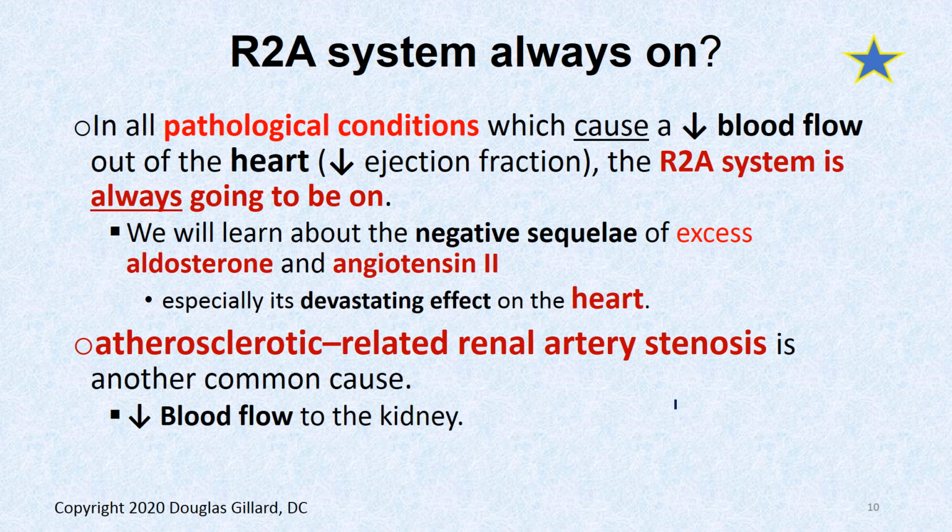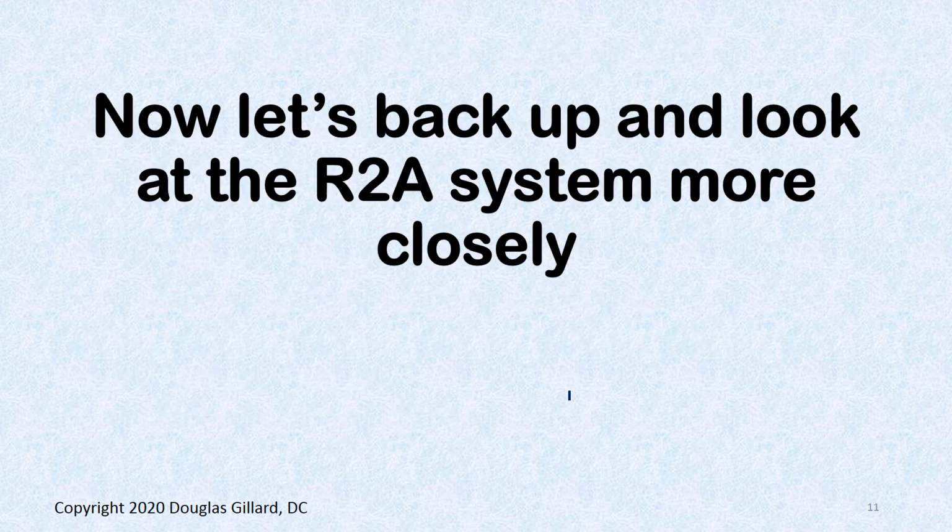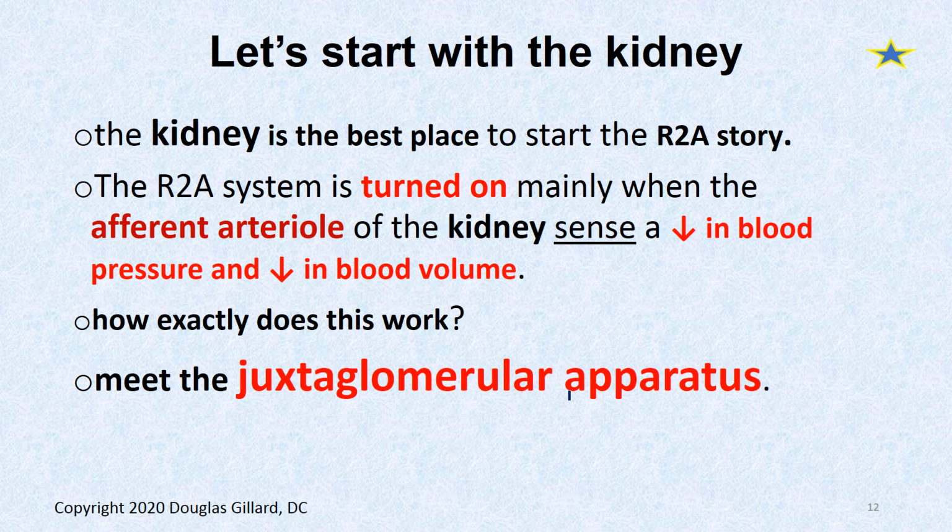Atherosclerosis is another thing that can turn on the R2A system besides a failing heart. What if you have atherosclerosis really bad and it's affected your renal arteries to the point your kidneys aren't getting enough blood flow? Well, if the kidneys aren't getting enough blood flow, that's going to set off the R2A system, which we're going to talk about in a second. So those patients, if you don't get that kidney fixed, which sometimes you can't, the R2A system will always be on.